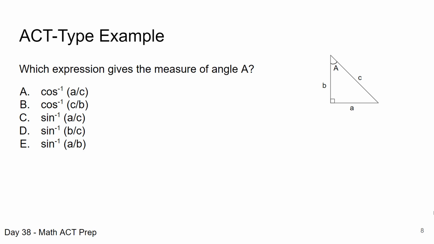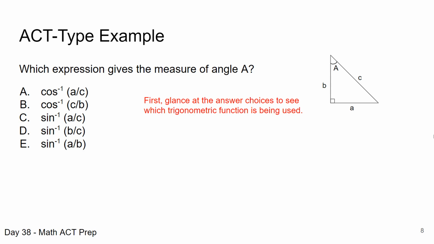When we're looking for angle A, there's several different ways actually we could find the measure of angle A using our three different trig functions. What we have to do though with ACT, given that it is multiple choice, is look at the ones they've given us and determine which one of these is correct. Because like I said, there is more than one way to find the measure of angle A with a trig function here. So when we look through our answer choices A through E, we're going to see that we're going to be using either the inverse cosine function or the inverse sine function.